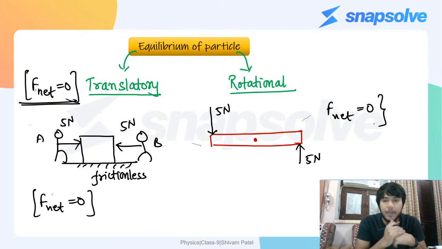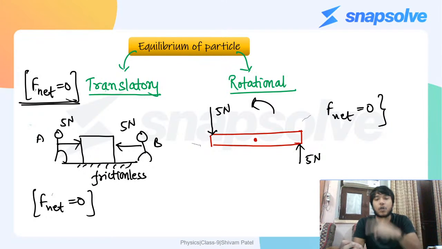Net force is 0. But what according to you will happen in this case? Will the rod rotate or not? Even if the net force acting on this rod is 0, the rod will still show some motion. It will start rotating in this direction, in the anti-clockwise direction. So even if the net force acting on an object is 0, you can't say that the object is in equilibrium. It is in translatory equilibrium, but not rotational equilibrium. So in this case, the rod will start rotating.